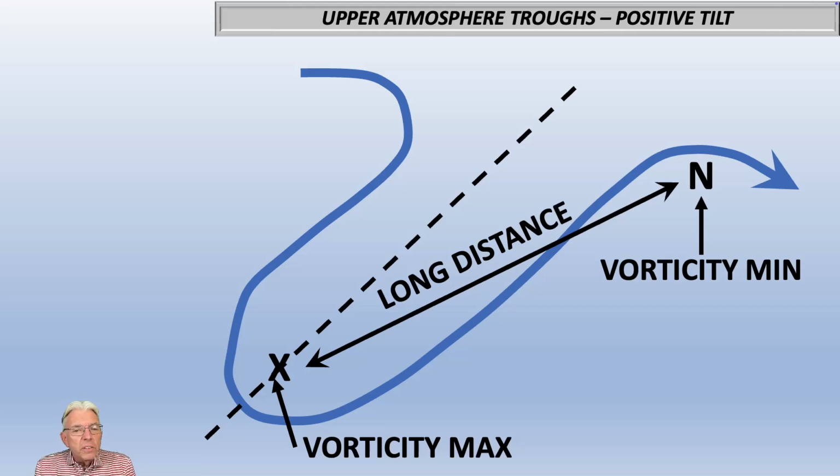And as a result, the positive vorticity advection, which leads to upward motion, is spread out over a long distance. So you don't have a concentrated area of intense vorticity advection. It's spread out over a long distance. You can still get widespread precipitation in a situation like this, but it's not going to be, in most cases, all that terribly intense or concentrated.